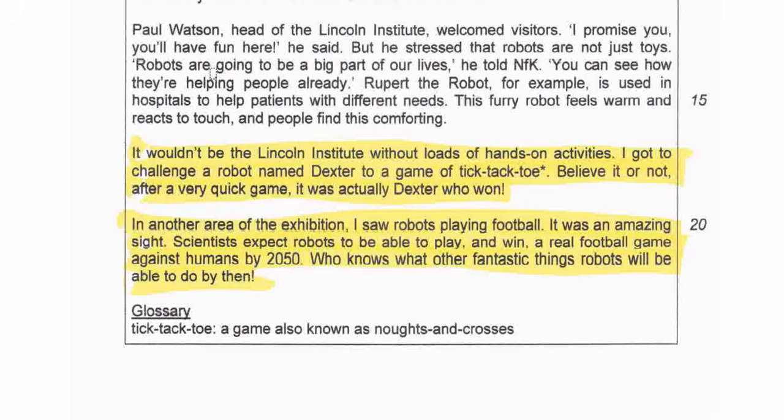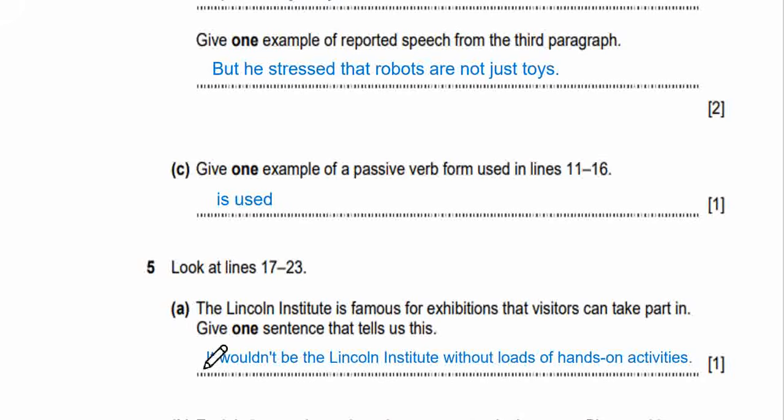The Lincoln Institute is famous for exhibitions that visitors can take part in. One sentence that we will have to write down is this one: it wouldn't be the Lincoln Institute without loads of hands-on activities. So it shows that visitors can take part in the exhibition. Let's type that down.